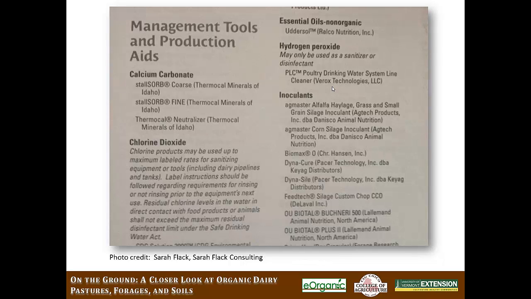Some things are a little harder to find in the OMRI book. This is just an example of where to find the silage inoculants, and they are actually listed under the livestock section, under management tools and production aids, and then under inoculants. So here you can see there's a list of some of the silage inoculants that organic farmers can use.